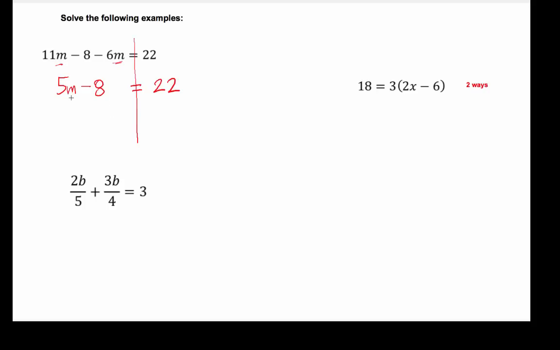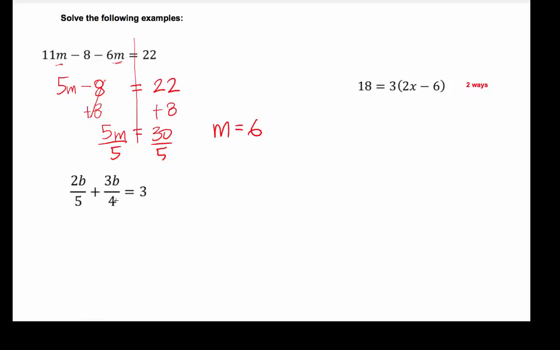The next step, here's our variable. So we're going to add 8 to both sides of our equation, trying to isolate m. So this gives us a 0. So we're left with 5m equals 22 plus 8 is 30. Finally, divide by 5, both sides, and we have a solution of m equals 6.